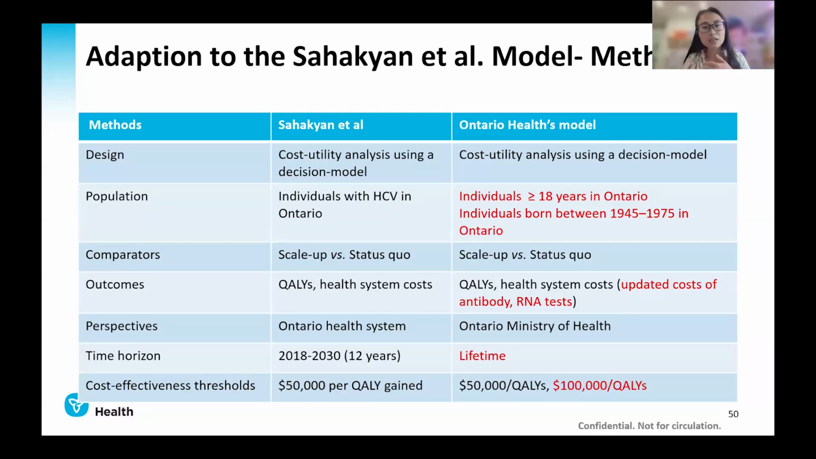I also want to mention that we are very grateful that we received data from the Public Health Ontario laboratories, which helped us to calculate the probability of people receiving antibody testing and RNA testing among people who have the disease and those with no disease.